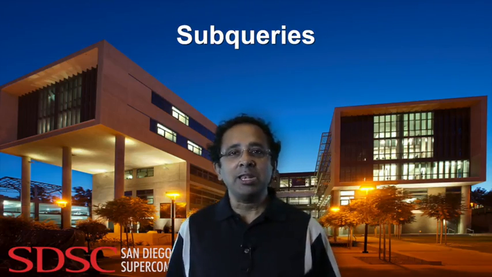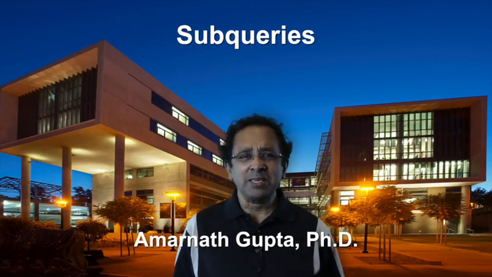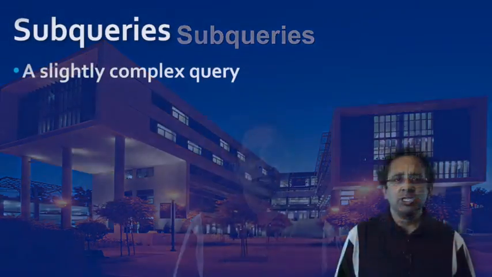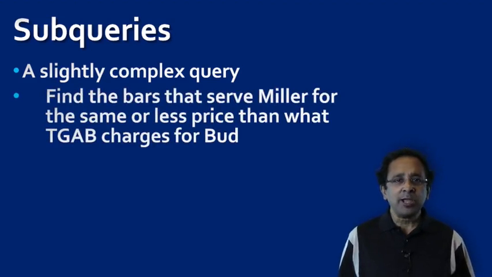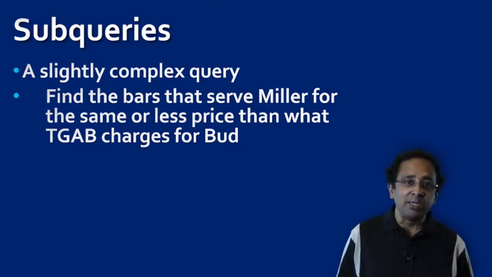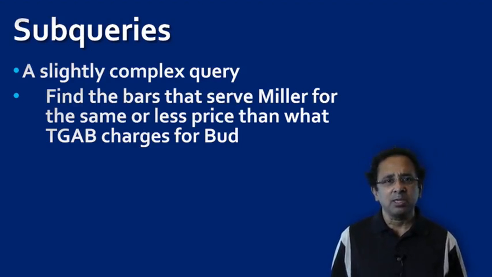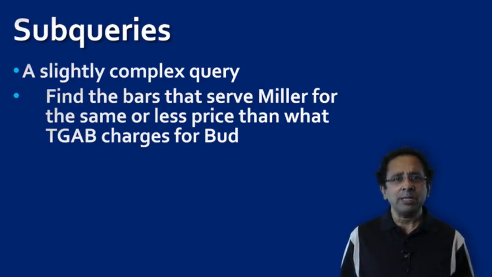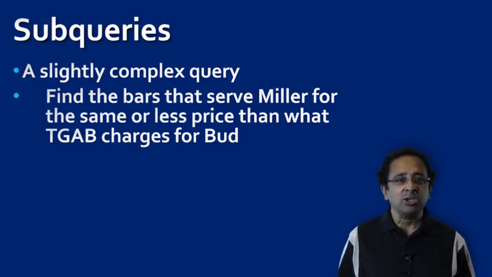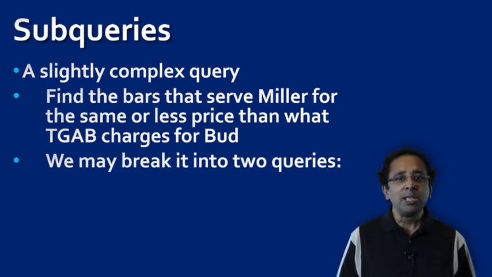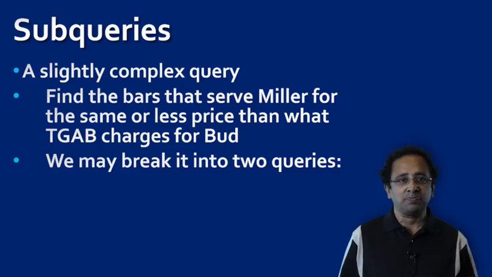Now, queries in real life are a little more complex than what we have seen before. So let's consider a more complex query. Let's find bars where the price of Miller is the same as or less than what the Great American Bar, called TGAB here, charges for Bud. You may say, but we do not really know what TGAB charges for Bud. That's correct. So we can break up the query into two parts.